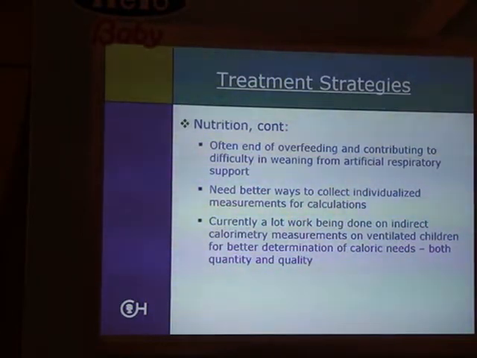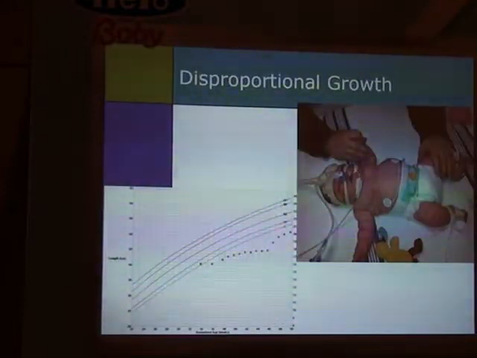As Brian has said, at Boston Children's, they're doing a really good job at spearheading a lot of this research, doing indirect calorimetry measurements, and it's something we're starting to do a little bit more of at CHOP. But this is something that's more of the future direction to really find out what our nutritional needs are.